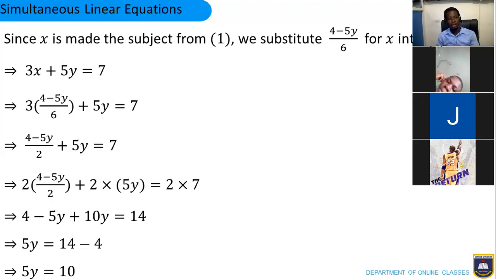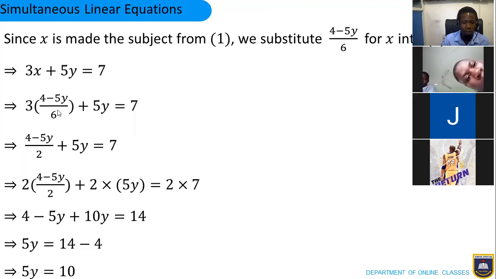From here, the 3 is multiplying the whole thing, so it can divide the 6. The 3 will cancel itself and go into the 6 two times. So that is what I have here: 4 minus 5y divided by 2, because the 3 has gone into the 6 two times. So the 3 is gone, and I'm left with 4 minus 5y divided by 2 plus 5y is equal to 7.